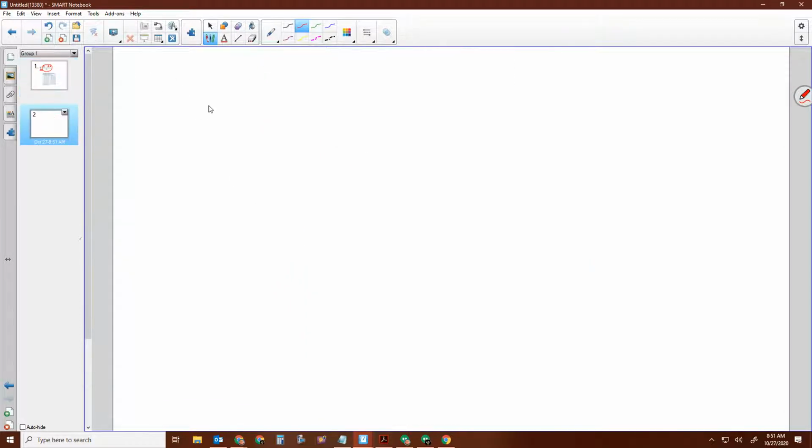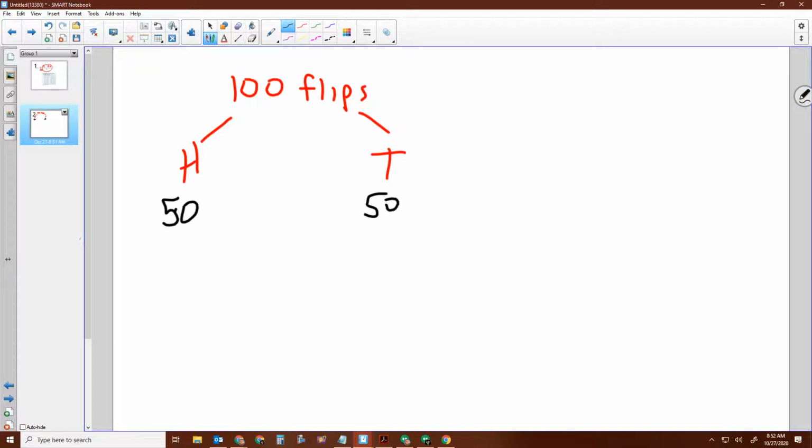Let's go over a problem. So let's say I have a coin and I flip it 100 times. 100 flips. What are my expected ratios? Well, I'm going to get either heads or tails, obviously. And I'm expecting to get heads and tails 50% of the time. All right, it's something we all understand and know.